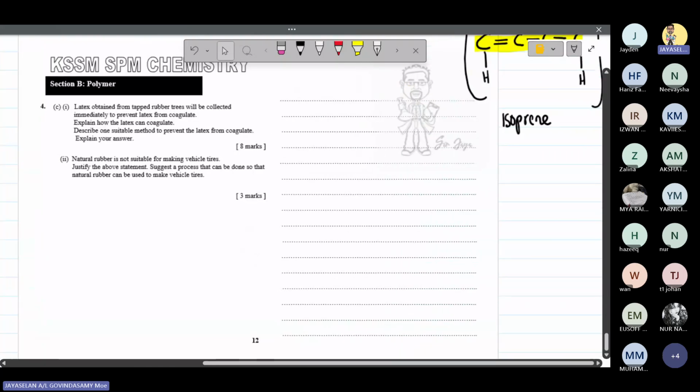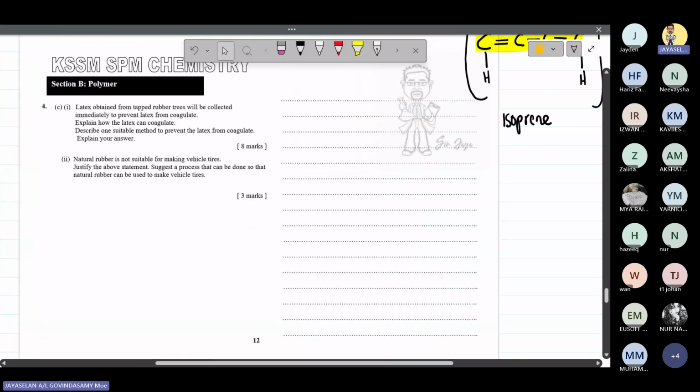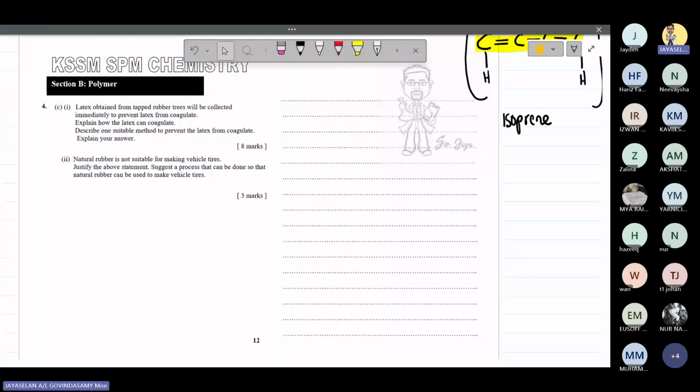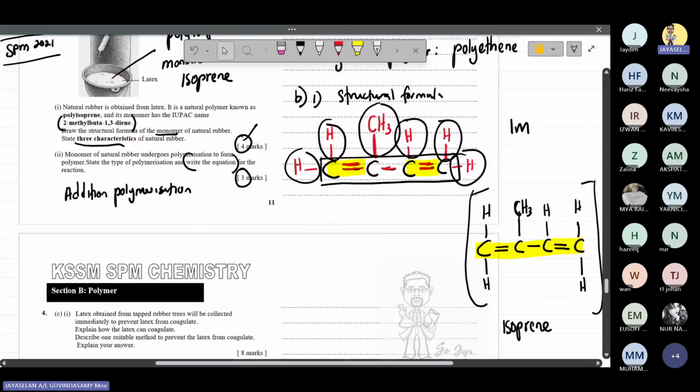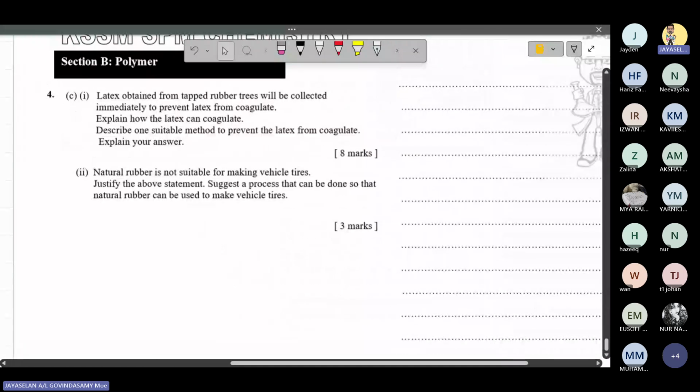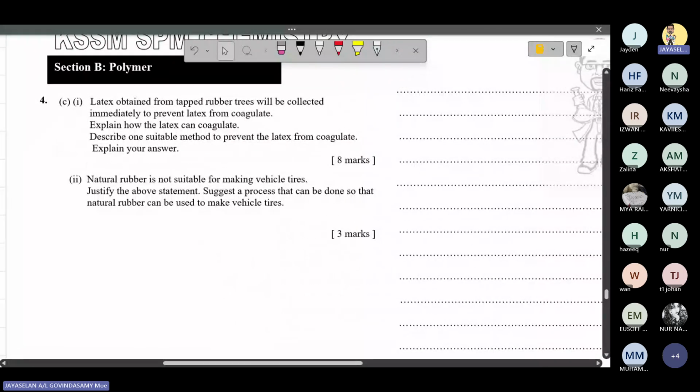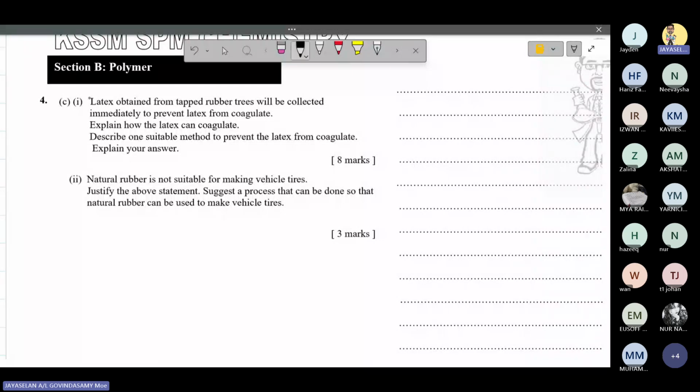Make sure you write down. A question like this has never come out before, so make sure you practice until you get it. Look at the question. We already discussed this, so please watch the recording again. Explain how latex is coagulated. Read this: latex obtained from the rubber tree will be coagulated immediately, to prevent latex from coagulating.